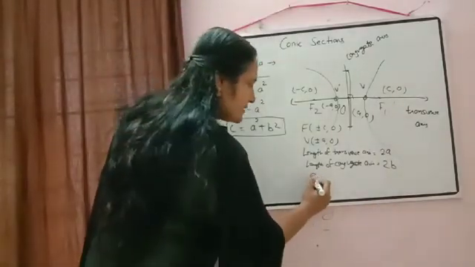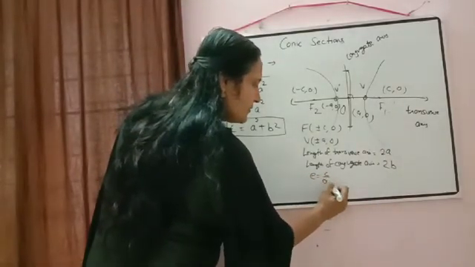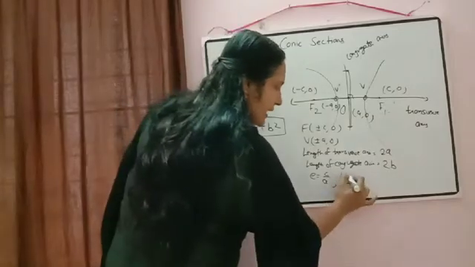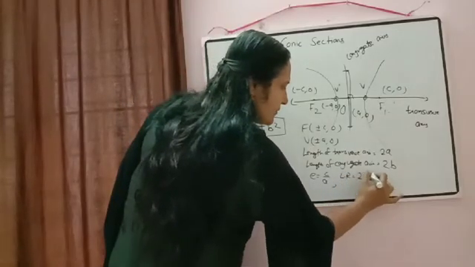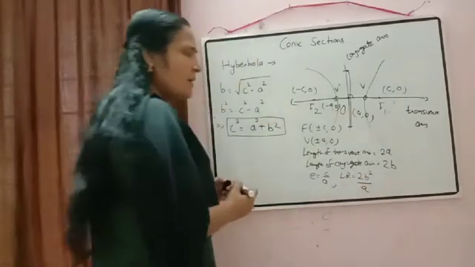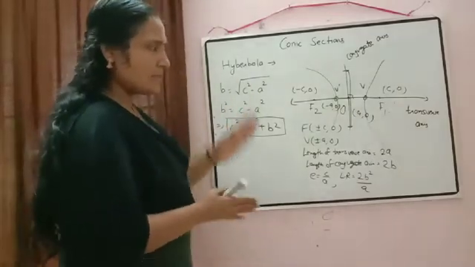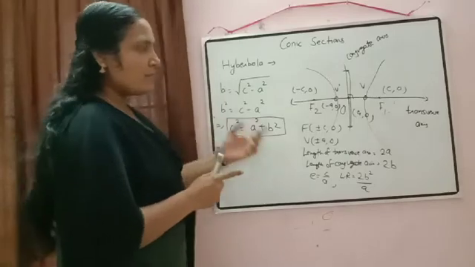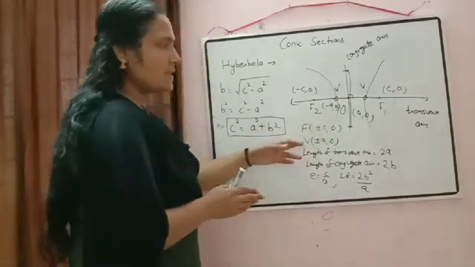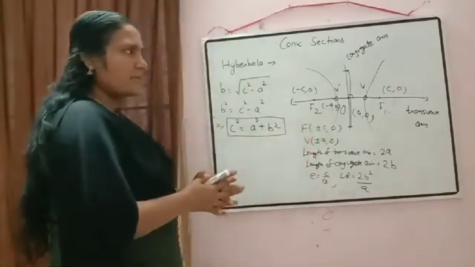Then rest everything is the same. Eccentricity is equal to c by a. Length of latus rectum is equal to 2b square by a. So again and again derivation we are not doing. At present we will write down all the things there. So coordinates of foci plus or minus c comma 0. Vertices plus or minus a comma 0.